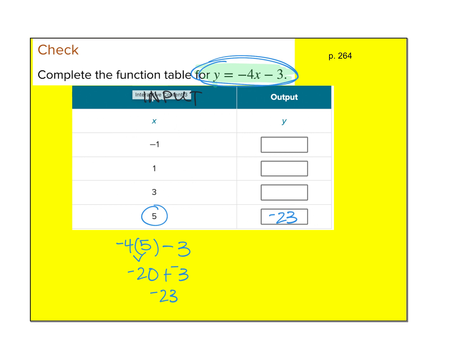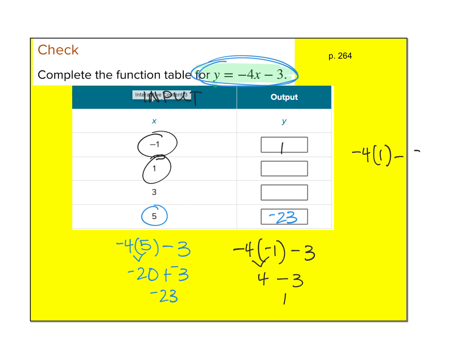All right, I'm going to start with the top one. So -4 times x minus 3. So I'm going to plug in a -1 first because that's my input up here. So negative times a negative is a +4. Minus 3 is 1. So I get a 1 there. Okay, now I'm going to plug in a 1 for my input. So I'm going to do -4 times 1 minus 3. Well, I get -4 here minus 3. I'm going to add the opposite. -4 and -3 is -7. There is my output.